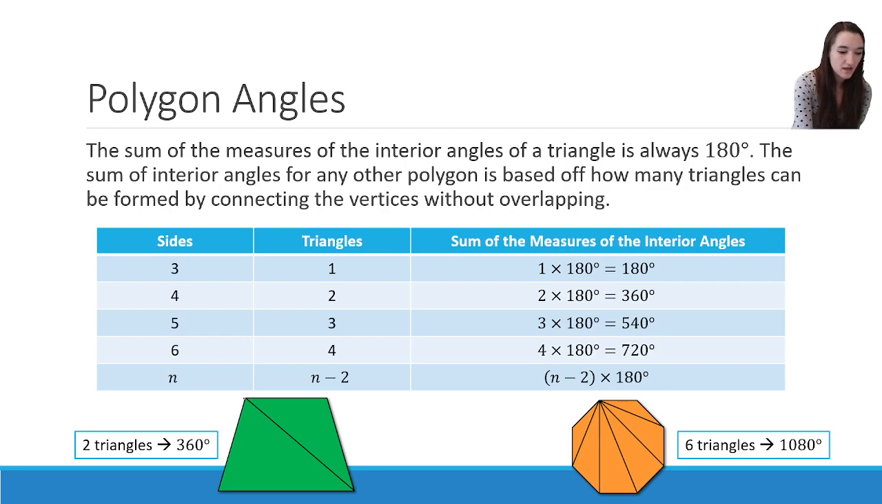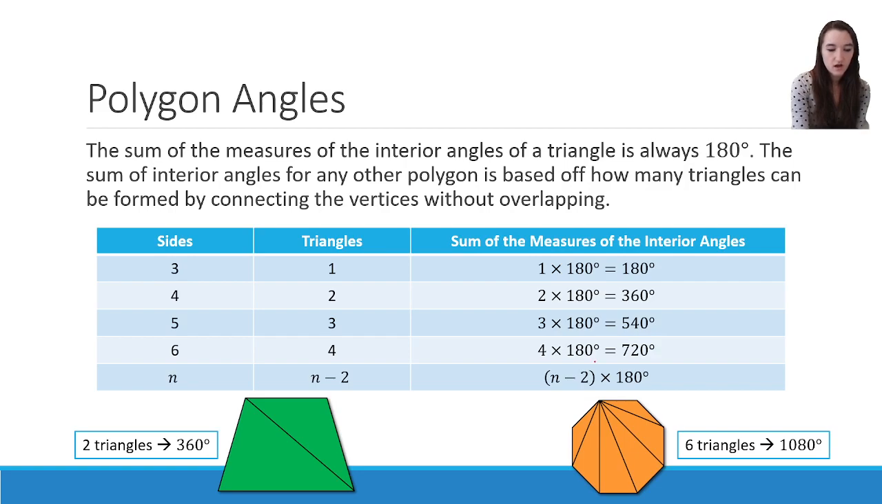I can draw a line from one vertex to another and create 2 triangles. 2 triangles means 2 times 180, which equals 360, my bad, right there. Now you may be asking, well, what if I just added another line in there? But the point is the non-overlapping here. So this doesn't work. I can't draw another line in this shape without crossing over the one I already have.